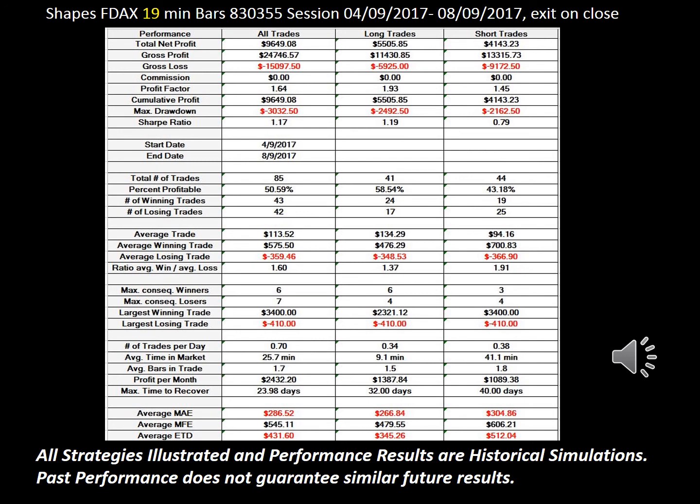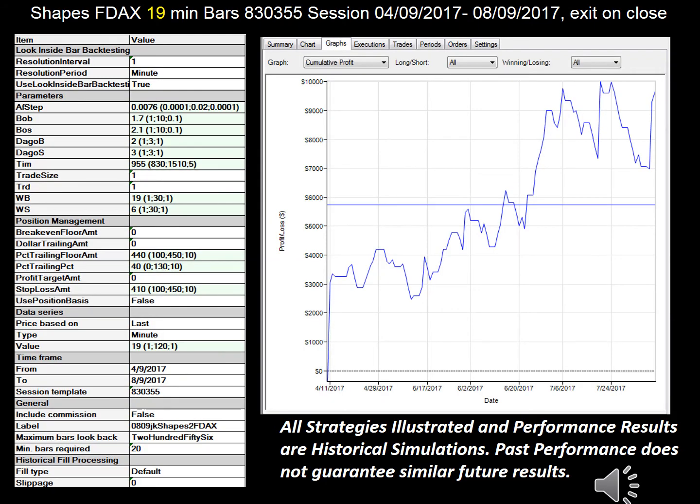Here's the FDAX on a 19-minute chart. Again, that same 4-month period, $9,600, 50% right. The drawdown total is showing $3,000. So, you know, big contract and has a bigger drawdown. There's your inputs for the Shapes FDAX on a 19-minute bar chart.